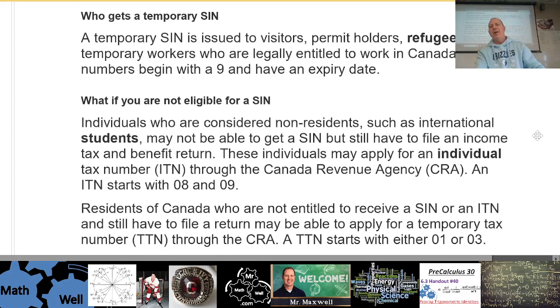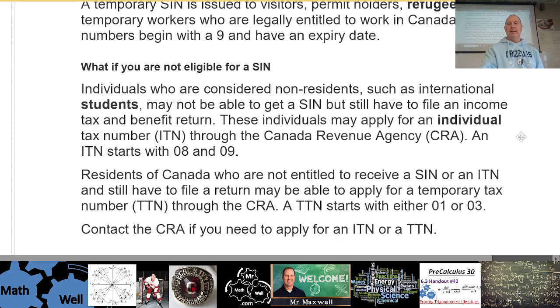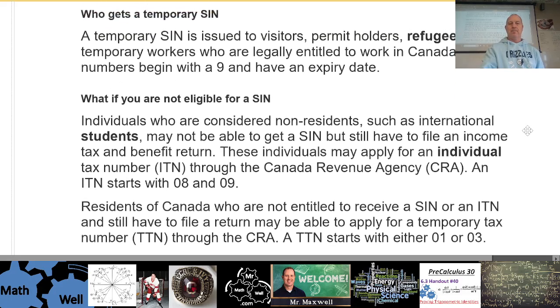Okay, what if you are not eligible for a SIN? Well, individuals who are considered non-residents, such as international students, may not be able to get a SIN, but still have to file an income tax and benefit return. These individuals may apply for an individual tax number, ITN, through Canada Revenue Agency or CRA. So if you are not a resident and you do make income, then you can still submit that, but you need an individual tax number.